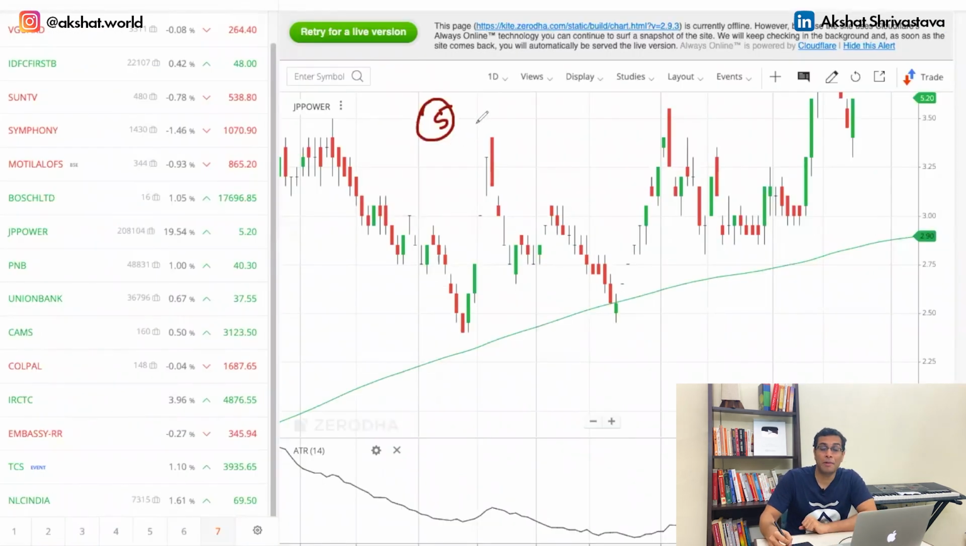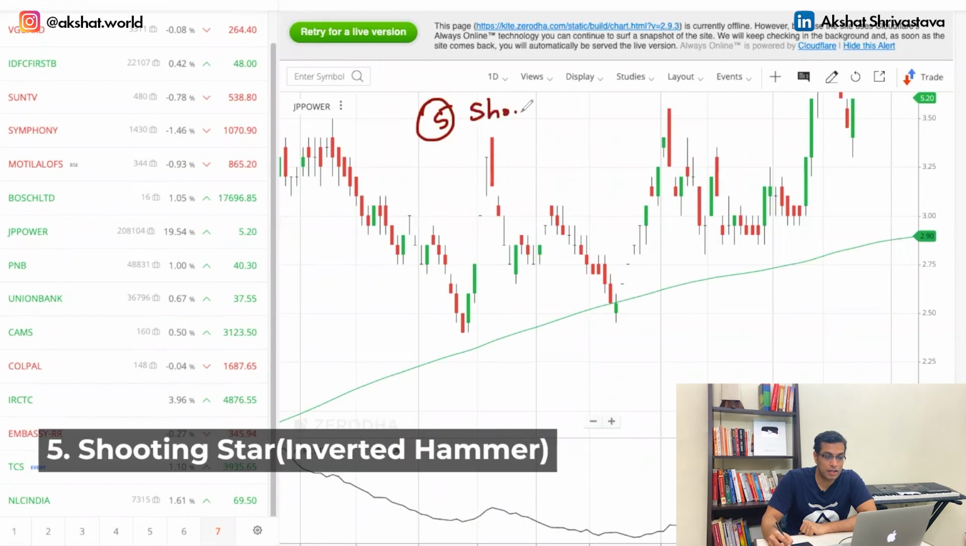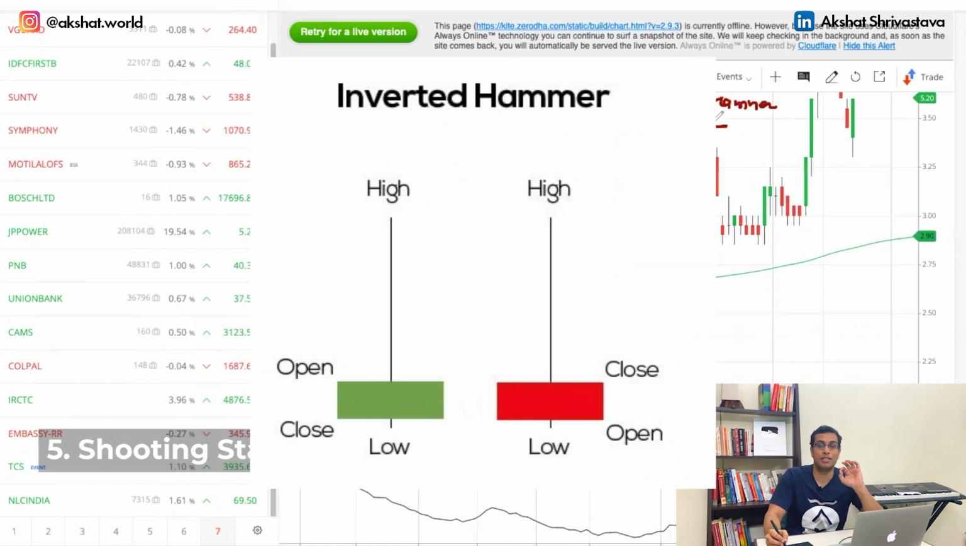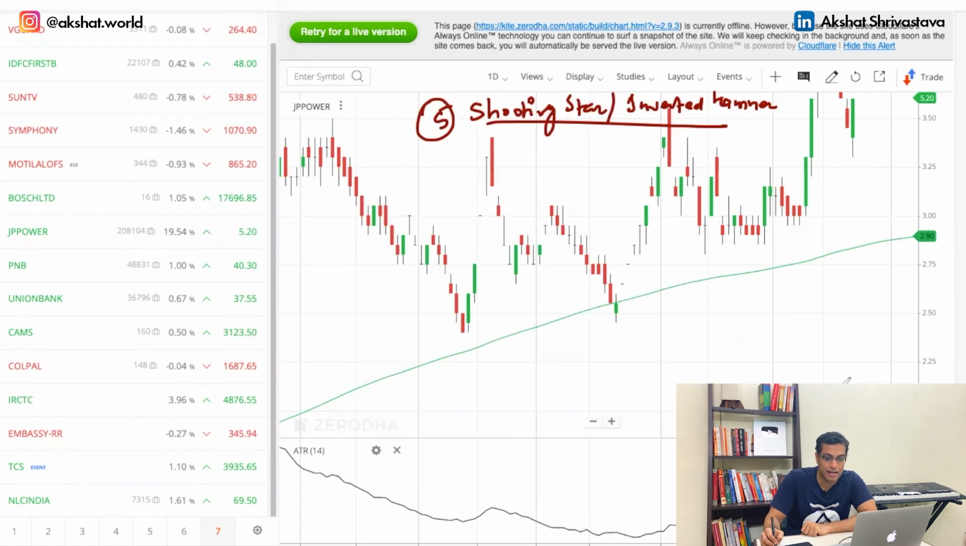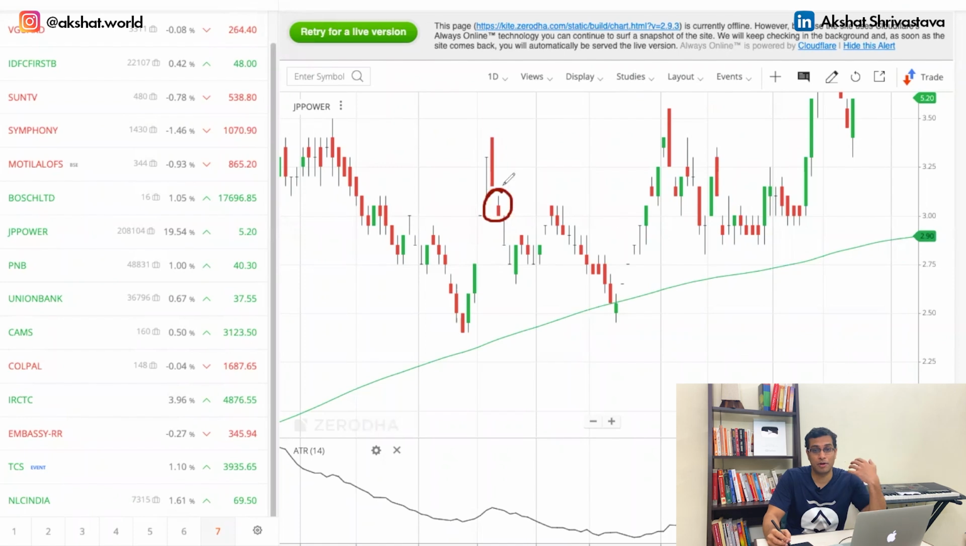Now, the fifth and final pattern is called the shooting star, right? Shooting star or inverted hammer, right? So here is a picture for you. This is what a shooting star or an inverted hammer looks like. Can you identify an inverted hammer somewhere here? Okay. So this is what an inverted hammer looks like.